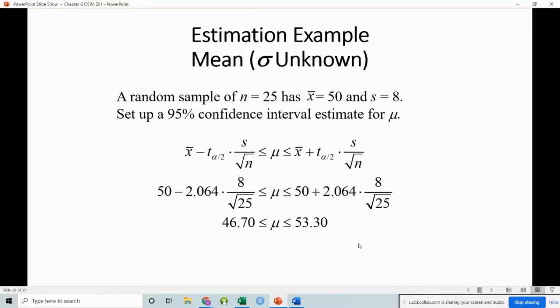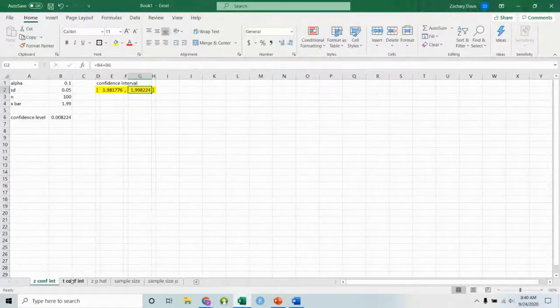So let's take a look at an example using a sample size of 25 with a standard deviation of 8 and a sample mean of 50. We can use Excel for this as well with the confidence.t function. Remember that alpha is 1 minus the confidence interval we are interested in. So this is how you would solve it manually using the formula. But like I said, we can use Excel.